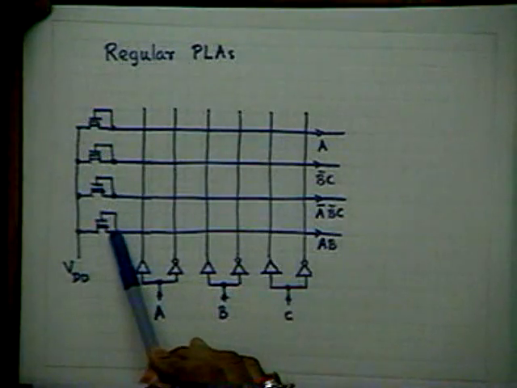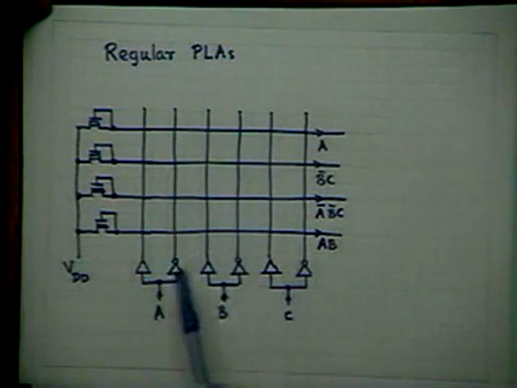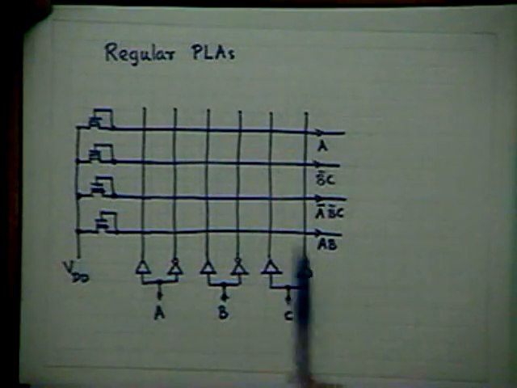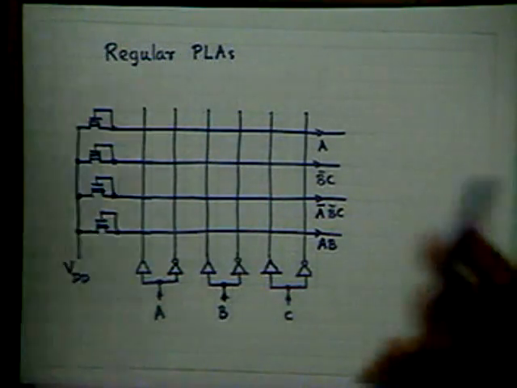How many transistors are there? 6 into 4, 24 MOSFETs, N MOSFETs. These are all driver transistors. These are load transistors. 6 into 4, 24 driver transistors located below these points. Only thing is I have to use suitable masks to interconnect them.